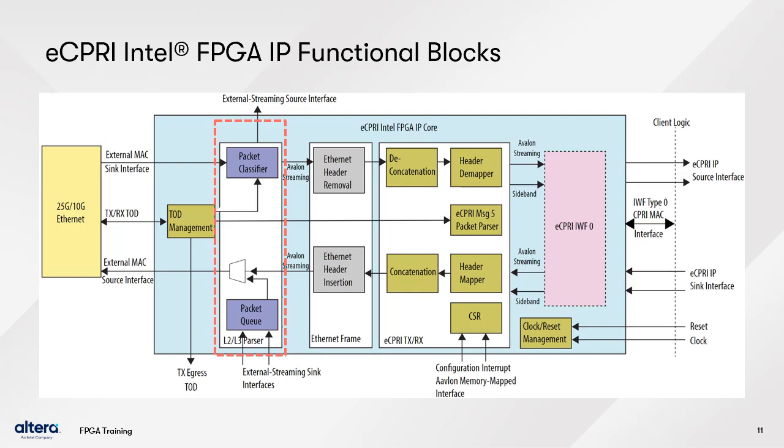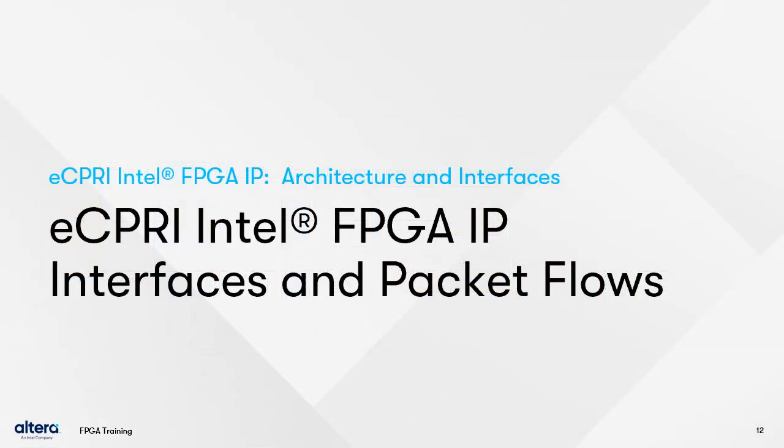For the receive path, the packet classifier accepts Ethernet frames from the MAC and detects the packet format. From there, the packet classifier routes packets to either the eCPRI IP interface or the external streaming source interface. We will talk more about the operation of these blocks and their interfaces in an upcoming slide. Now that you are familiar with the blocks inside the IP core, let's look at the interfaces and how messages and packets flow through the core.